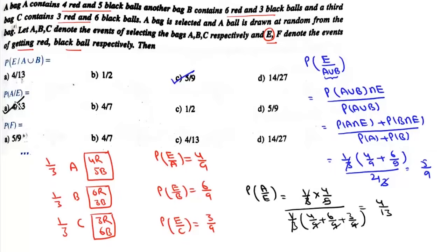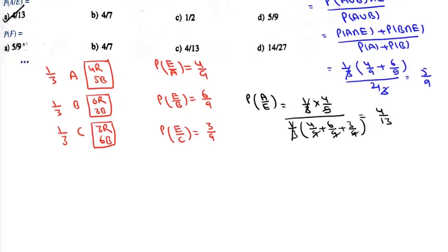And finally it is, find the probability of getting a black ball. Now the probability of getting a black ball is 1 by 3. Now black from this is 5 by 9. From this one it is 3 by 9, and here it is 6 by 9.